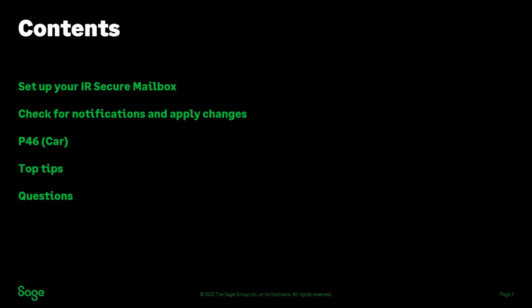So let's now take a look at what we're going to cover in the webinar. First up, we're going to explain how to set up your IR Secure Mailbox in the software. We're then going to look at how to check for notifications and automatically apply changes to things like tax codes or student loan status. We're going to take a look at the P46 Car submission, which is another feature of the Secure Mailbox. And then I'm going to share my 4 top tips all around setting up and using this feature. And then at the end, we will have time to stick around to give you that chance to send through any of your final questions.